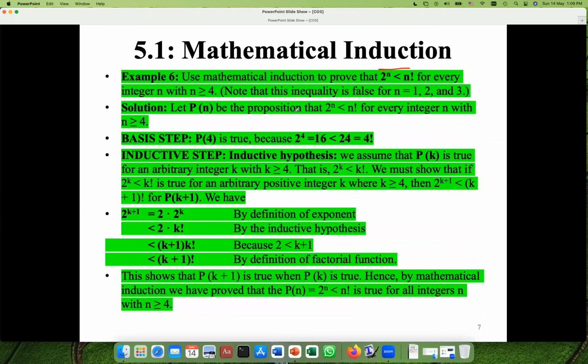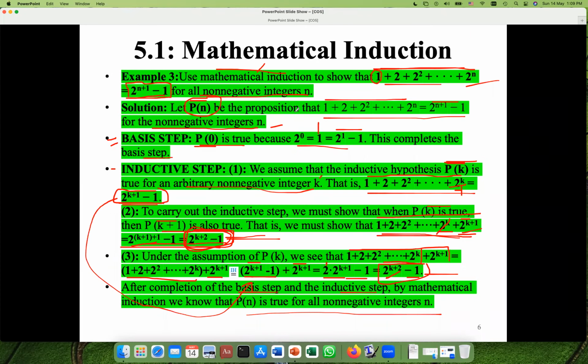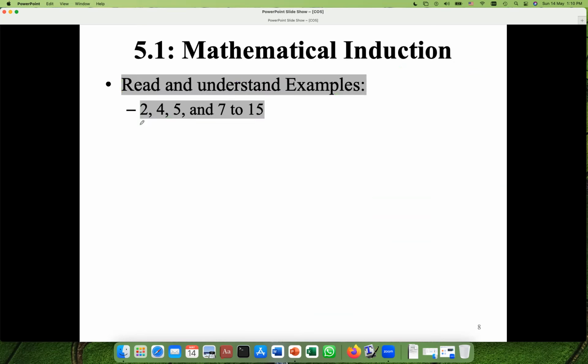Now, moving on, example 6. So first you have seen example 1. Example 2, I am just leaving it for you. Example 3 again. 4, leaving it for you. 5, leaving it for you. And now I am on example 6. And then I will say, read and understand these examples.